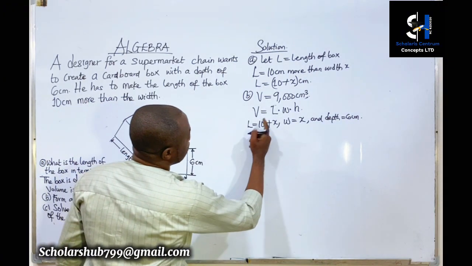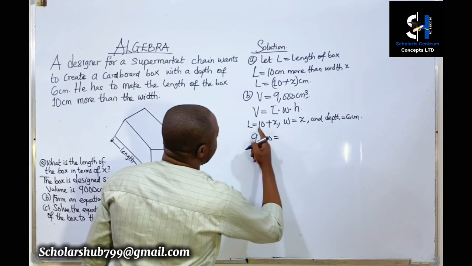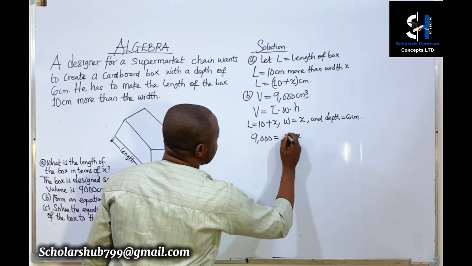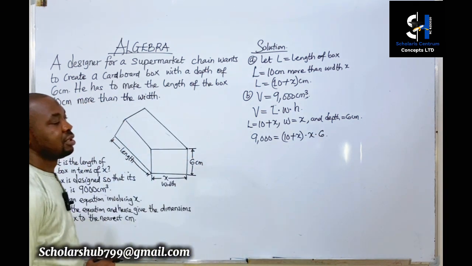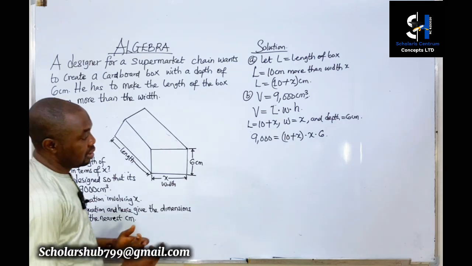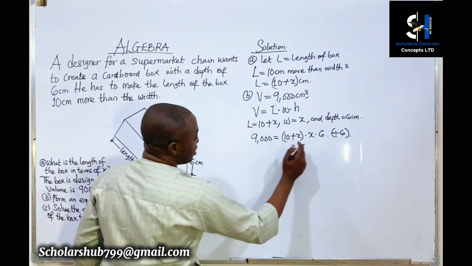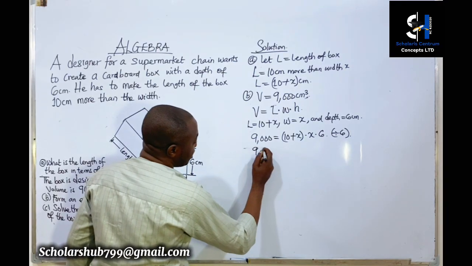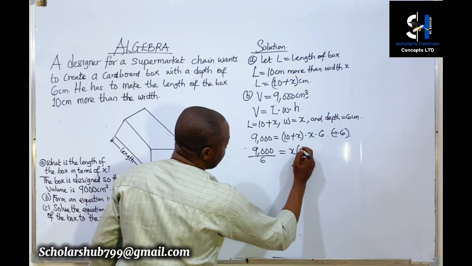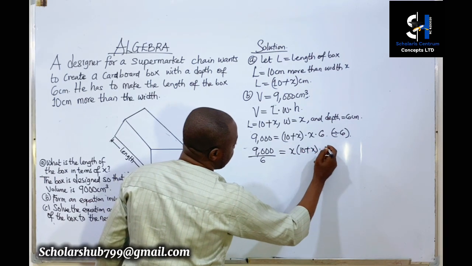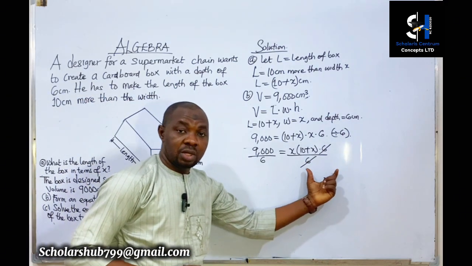So let's plug in the values. We have 9,000 equals the length, which is 10 plus x, multiplied by the width, which is x, then multiplied by 6. So length times width times depth. Let's divide both sides by 6. Dividing both sides by 6, this will be 9,000 divided by 6 equals x times (10 plus x) times 6 divided by 6. So the 6 will cancel out on the right-hand side.